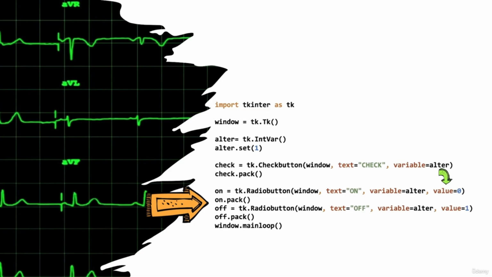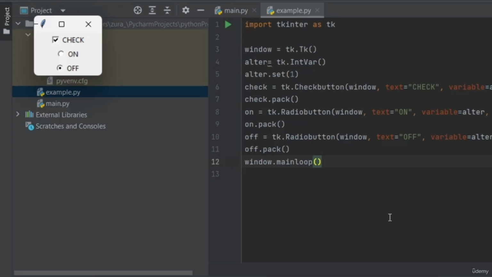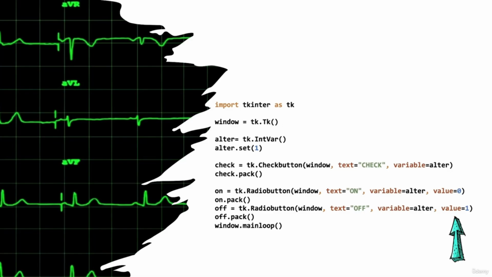Each radio button is obliged to use a different value. Keep that in mind. We will apply the pack method to all three widgets, as well as use the main loop to successfully run the code. As a result, a window will appear on our screen. The check button will be ticked, so will our off radio button, as we have assigned an integer 1 to our value argument. As our alter object was initially set to 1, the check button was ticked as well.